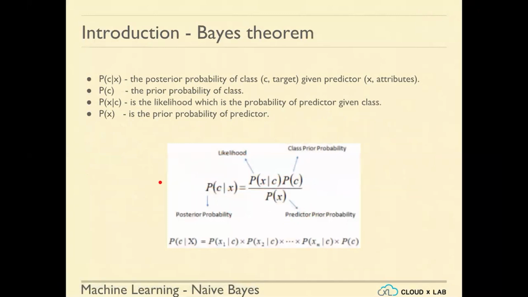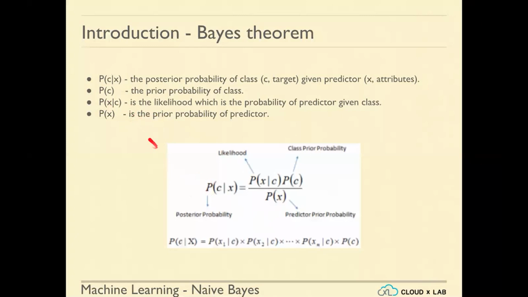The idea is that we compute the probability of something when some other thing has happened. That's called the posterior probability. Here, the way we are representing things is P(C|X), meaning the posterior probability of a class C given the predictor X. We are given that X has already happened. What is the probability that C would happen? And P(C) is the prior probability of the class.